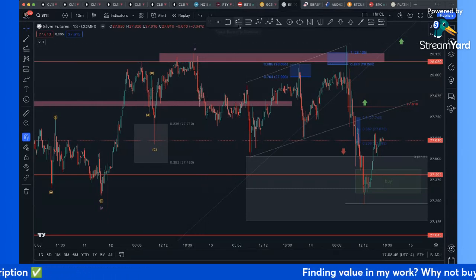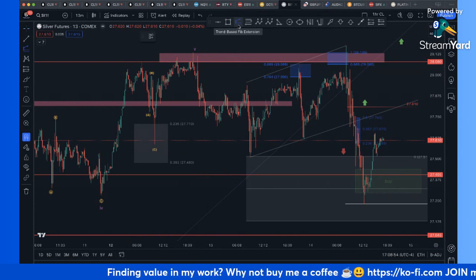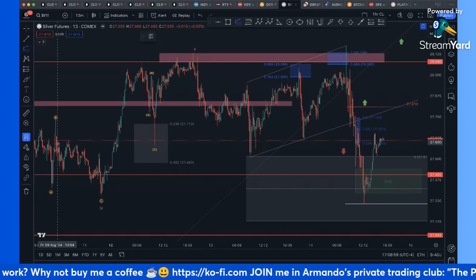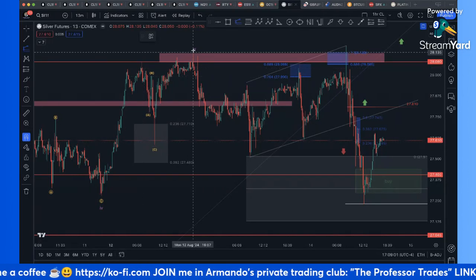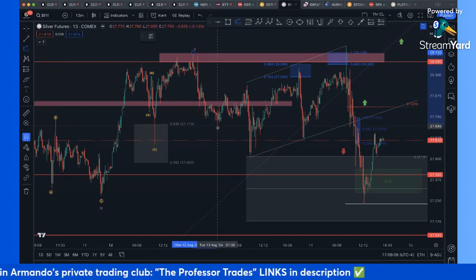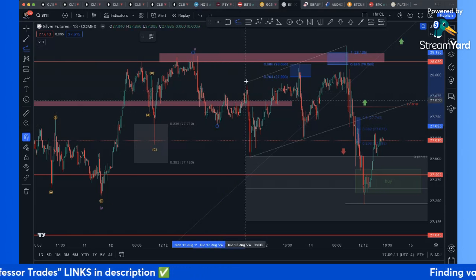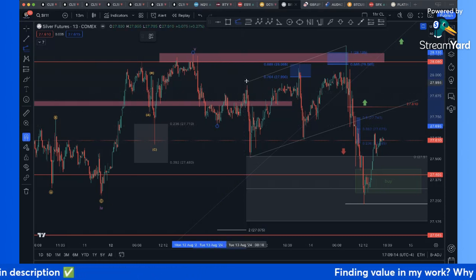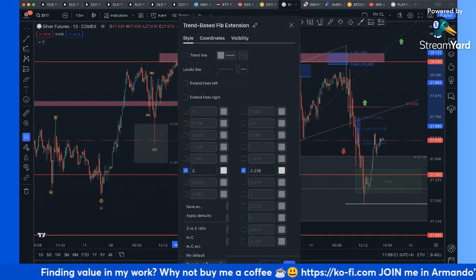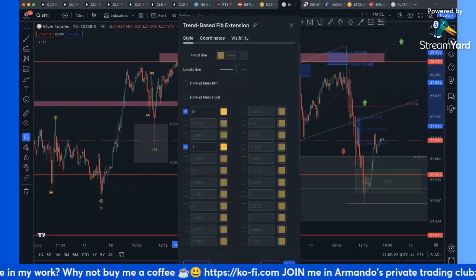So I grab the trend-based Fib extension tool, which gives you 3 clicks, and I turn on my magnet over here on the left side of TradingView. And I put the first click at the swing high. Now this is a swing low. Put the second click at the swing low, and then put the third click on the next swing high, which is 27,955.